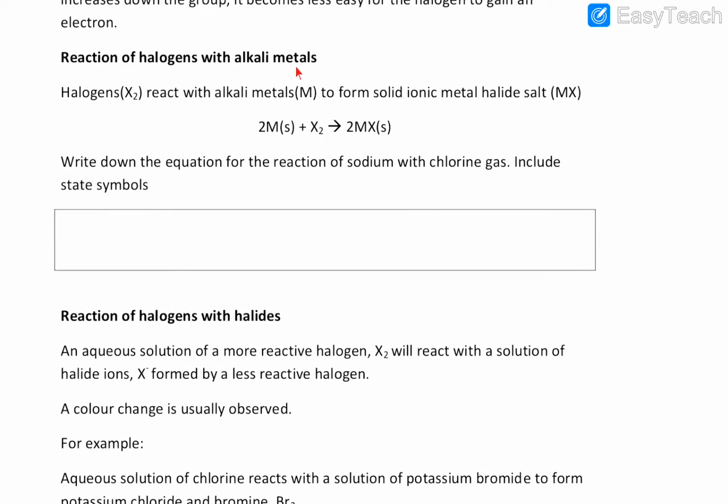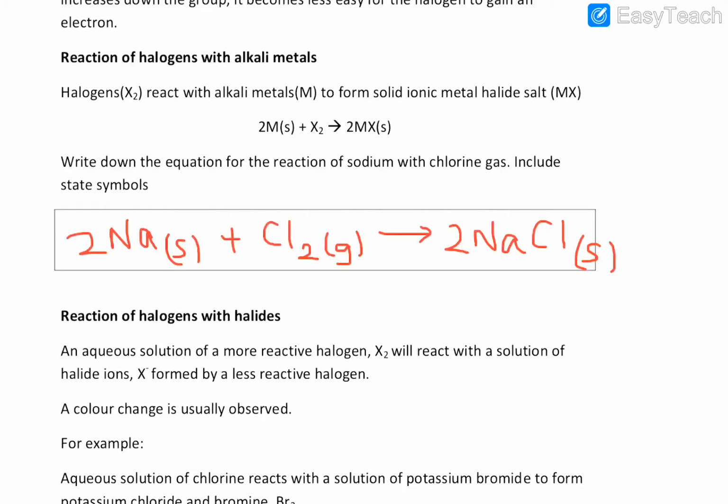Now, reaction of halogens with alkali metals. Halogens will react with alkali metals to form the ionic metal halide. So if you have sodium with chlorine gas, you will have sodium chloride, which is formed. So you have the metal halide.